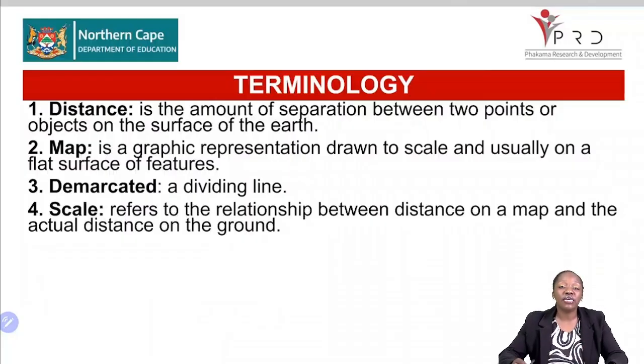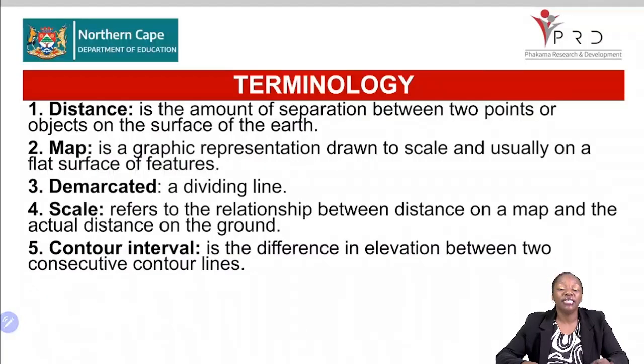Remember, there is a difference between the two, your distance on the map as well as the one which is actually on the ground. Then your number 5, we're looking at the contour interval. When we're talking about the contour interval, we're talking about the difference between the two contour lines. Remember the space in between the two contour lines that are next to each other. We call it a contour interval.